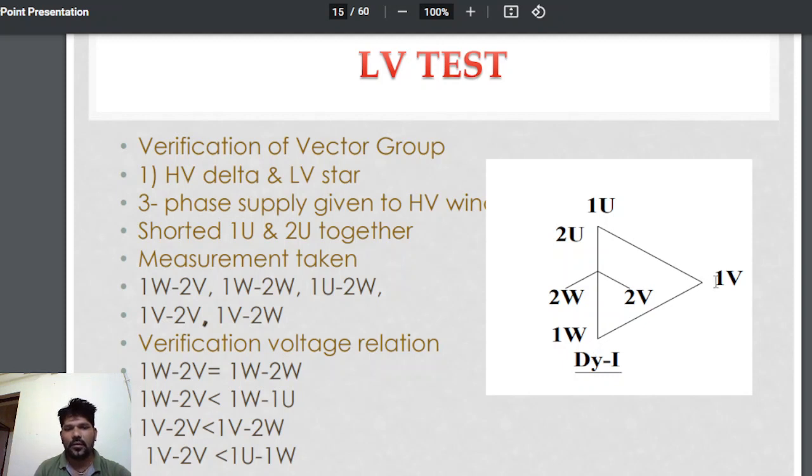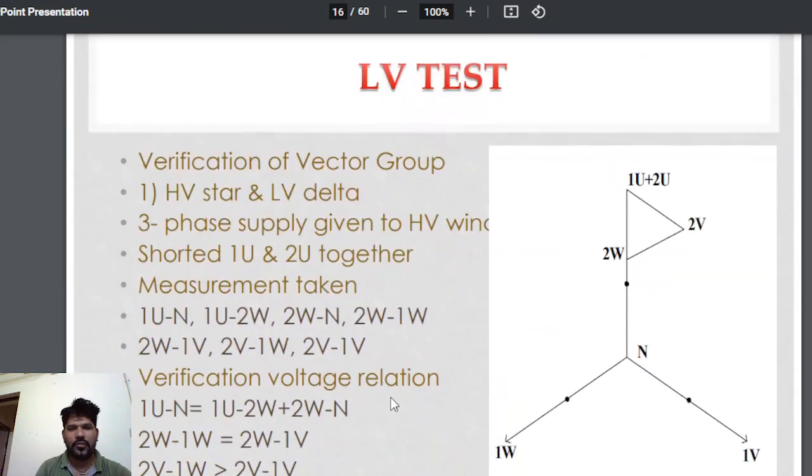1V to 2V, this voltage must be less than 1V to 2W. 1V to 2W is bigger, right? And this is small. Like that we have to see.